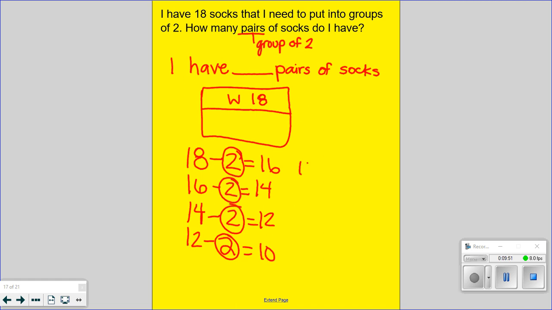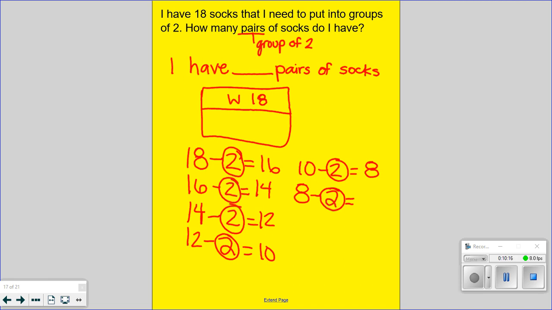Yeah. All right, I'm going to start with 10. I'm going to take away another pair of 2. How many do I have now? 8, good. Can I keep going? Yes. I've got 8 socks now. I'm gonna make another group of 2. How many do I have now?